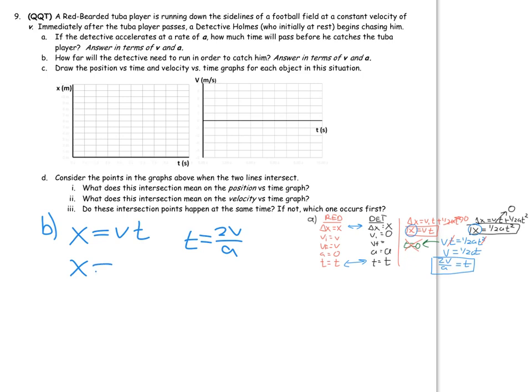So I can say x is equal to v times 2v over a, which simplifies to x is equal to 2v squared divided by a. And so that would end up being how far we go. We knew our time, and so all we need to do is just sub in that time and use that to figure out what our distance would be at that point in time.